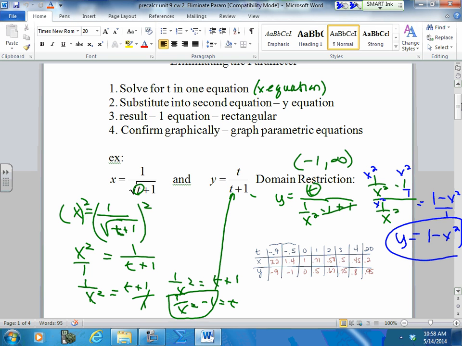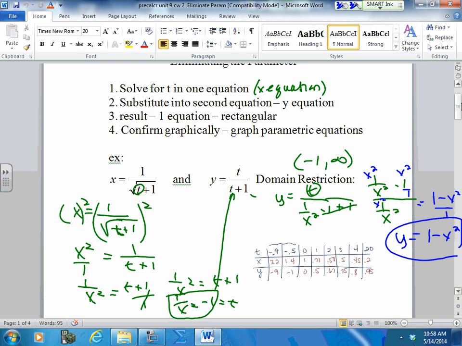So, what is that an equation of? A parabola, and which way is it opening? Down. Got the negative in front of the x squared. Now, my only problem here is this. We have a domain restriction. We have a little bit of a domain restriction.